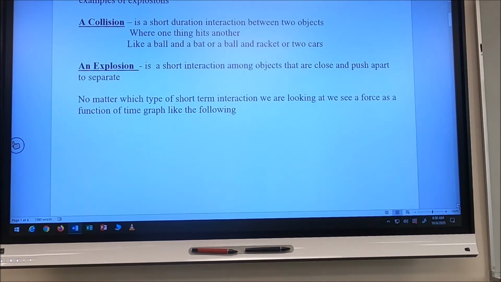Our other type of event we're going to look at in this chapter is an explosion. It's another short-term interaction where the two objects are close together initially and they push apart. And as they push apart, the force that they apply on each other decreases. Now, no matter which type of short-term interaction we're looking at, we see forces as a function of time that are changing. So let's look at a graph.